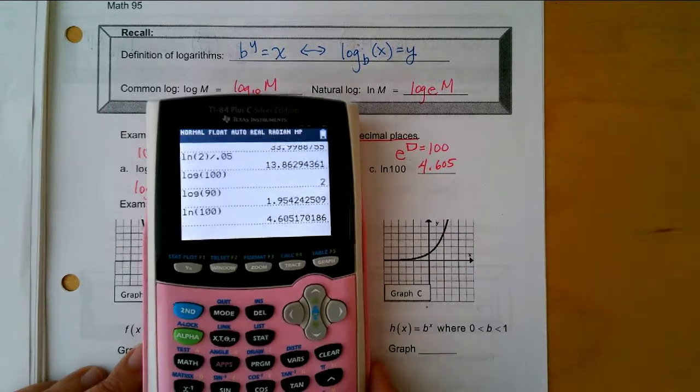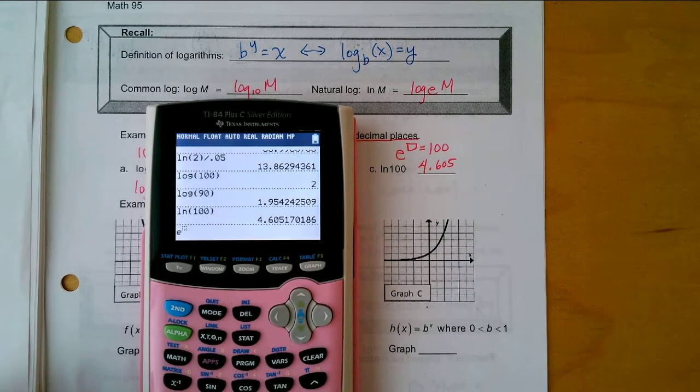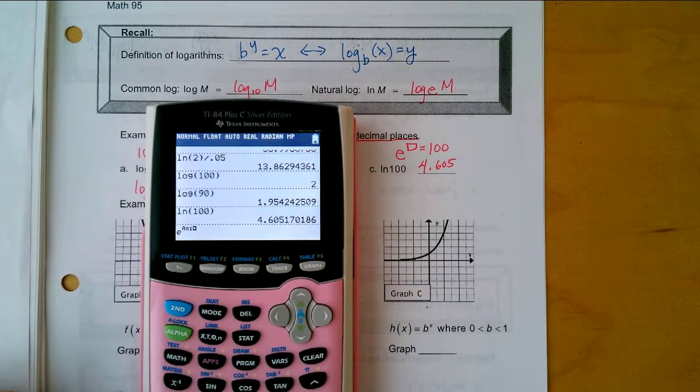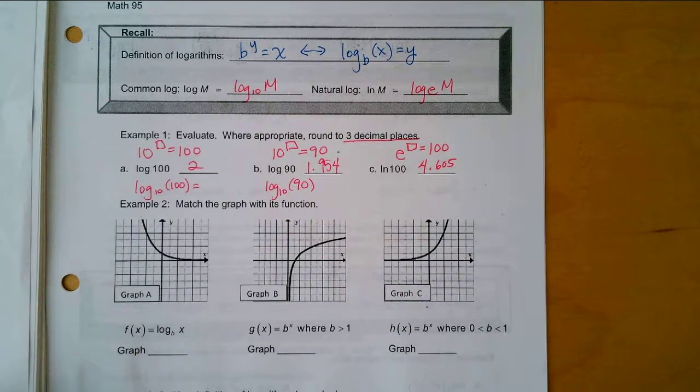And by the way, you can also do a check here too. If you go second ln, you get e. And then if you go second ans, you type in that answer, you should get back 100. So that would be a way to check it as well.